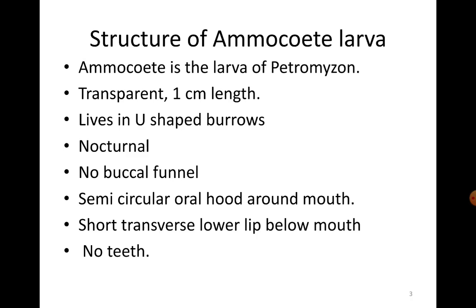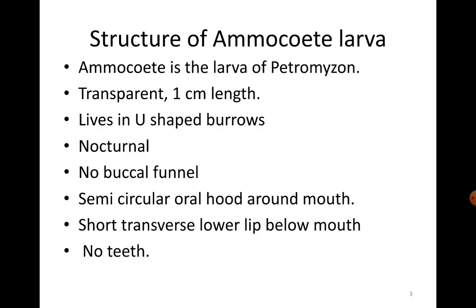So here the larva of petromyzon, which is a cyclostome, is resembling a cephalochordate. So we should be able to draw some conclusion based on this resemblance. At the back of your mind, just keep that feeding mechanism of Amphioxus and its structures, and then it becomes easy for you to relate the structure of the Ammocoete larva with that of Amphioxus.